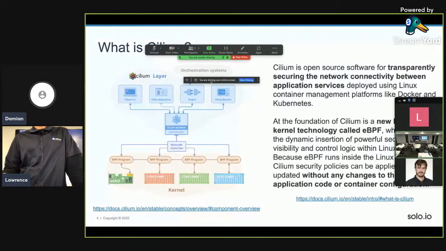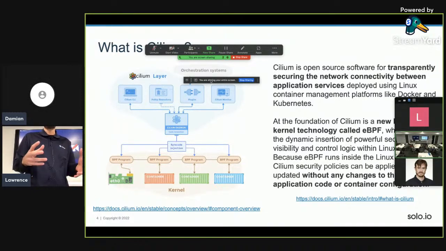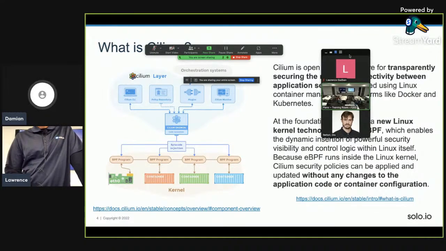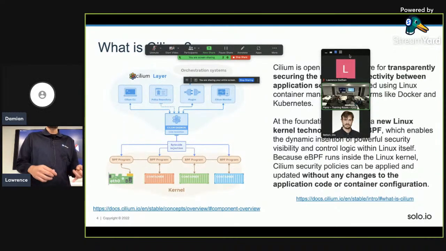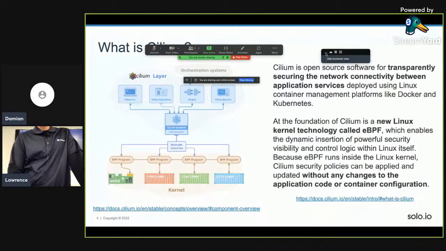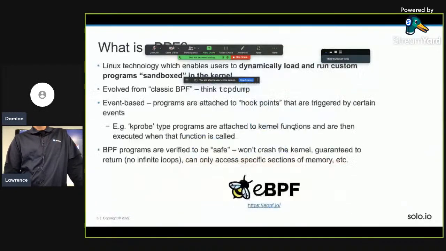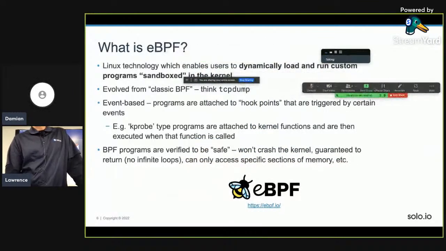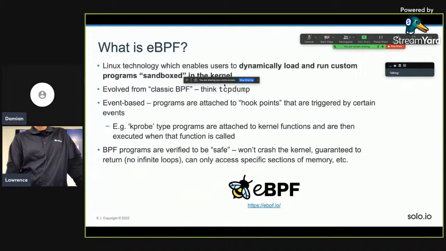The reason why Cilium is becoming very important in the cloud native landscape is because it's built on top of eBPF, which is a Linux technology that essentially allows you to dynamically instrument the kernel with programs. They also call out here that eBPF allows you to deploy security policies and do network configuration without any changes to the application code or the container configuration. And this is really powerful. So we'll talk a little bit about what eBPF is, because it's important to understand why Cilium is becoming so popular and why Cilium is so powerful.